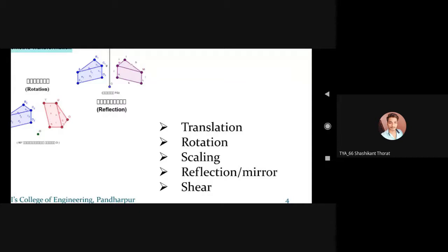Scaling is nothing but, for example, if you take a map, for the image of that map, scaling is very important. Reflection, or mirror: if you require the same geometry at the same distance, then we can use the reflection or mirror command. And shear: if you require that one boundary, or the bottom of an object, be fixed and the upper part be moved in some direction, then we can use shear transformation.